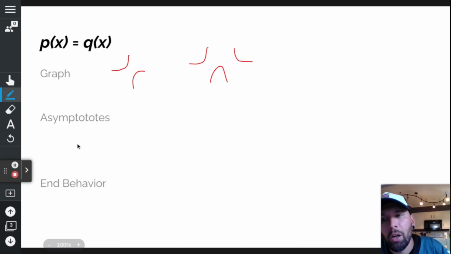I spelled that right. It's a terrible word. The asymptotes. Again, the asymptotes exist whenever the denominator is undefined.